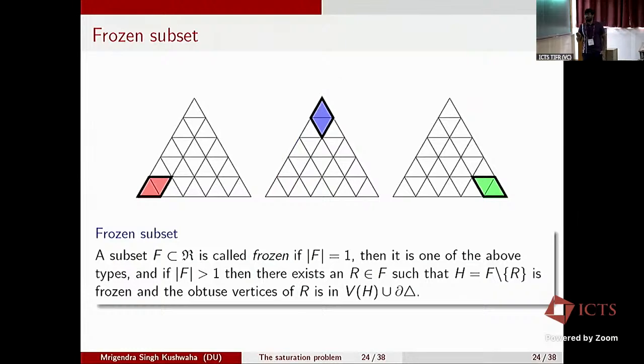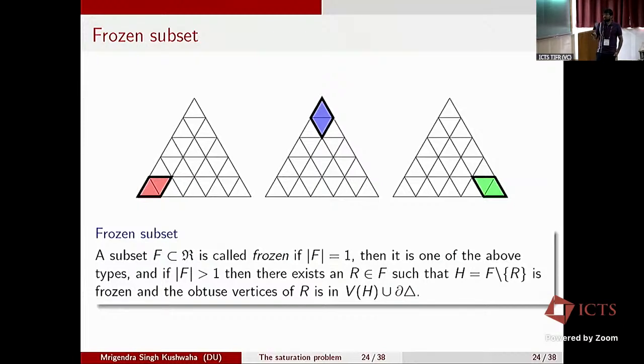And now we define a frozen subset. So what is a frozen subset? It is defined recursively. A subset F of R is called frozen if its cardinality is 1 and it is one of the above types. If its cardinality is more than 1, then there exists an R in F such that if you remove that R, the remaining set is frozen, and the obtuse vertices of R belong to the vertices of H union the boundary.